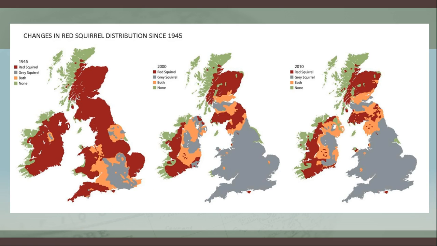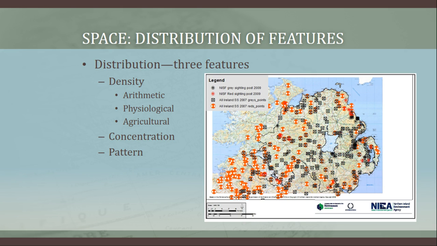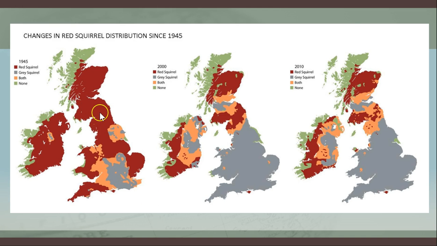So if we go back to that slide before and we're looking at density, concentration, and pattern, you don't always get to see all of those things, but the concentration will in some ways reflect the density. Clearly the concentration of red squirrels here is greater than the concentration of gray squirrels. That means there are way more of them. So there's a relationship there, but they are different things, and I want you to know that.